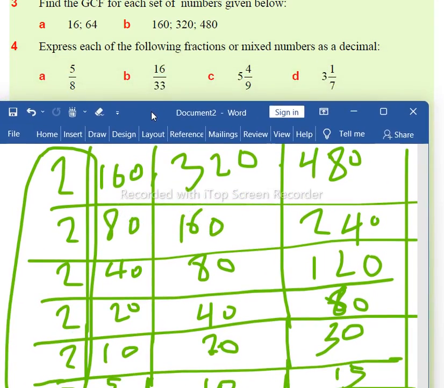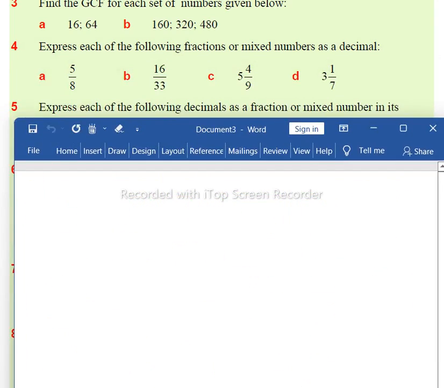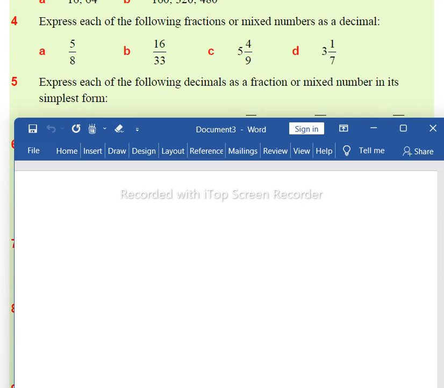Let us move to question number 4. So we can find the greatest common factor easily using this formula. And now we move to question number 4.